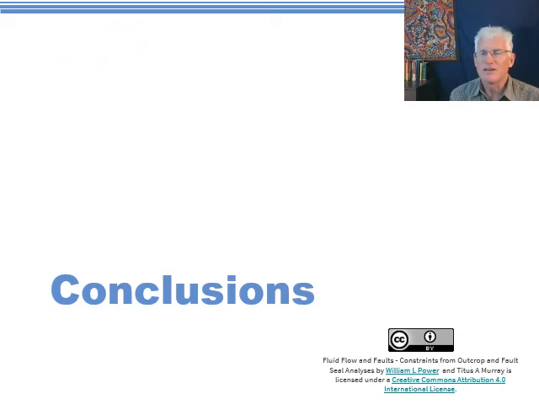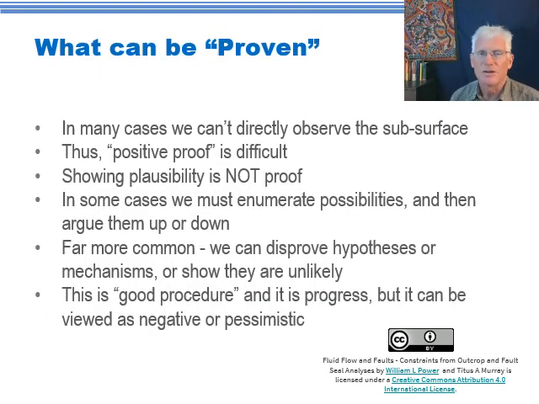So that leads me then to the conclusions. I'm about done with the presentation. So just quickly, we want to say something about what can be proven and how you carry on science when it comes to fault zones in complicated areas. So Titus and I probably want to make the point that in many cases we can't directly observe the subsurface, which leads to some difficulty. So positive proof of mechanisms is usually very difficult.